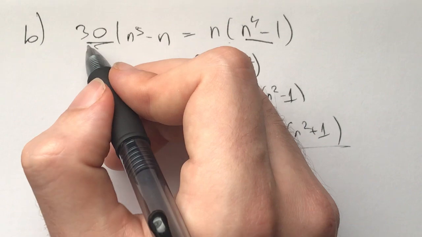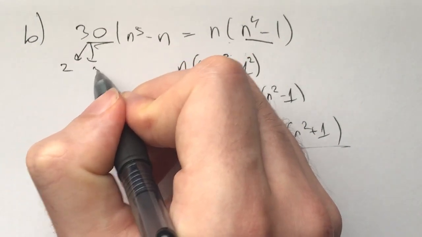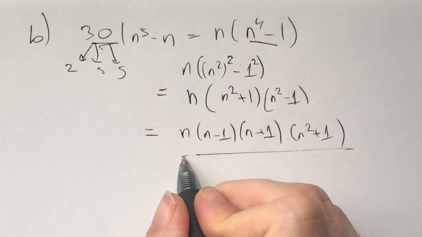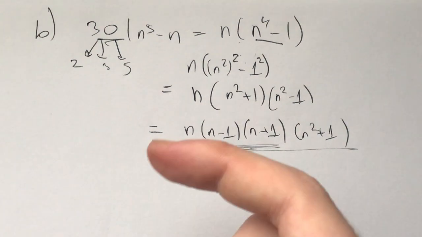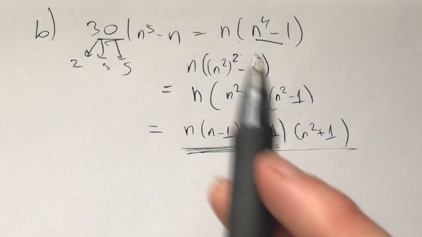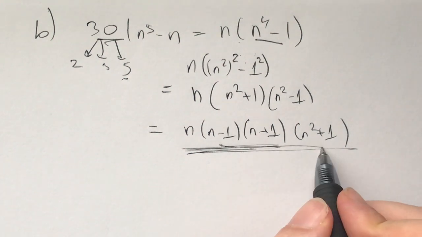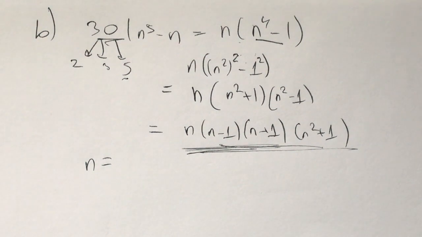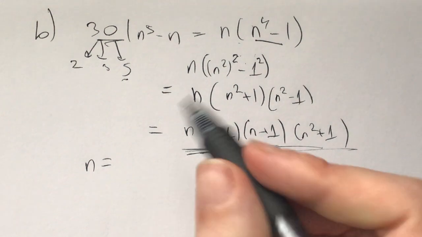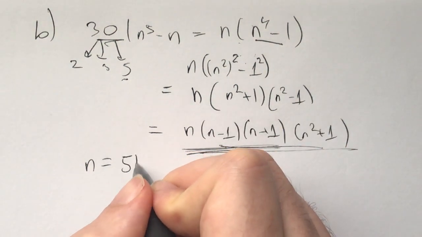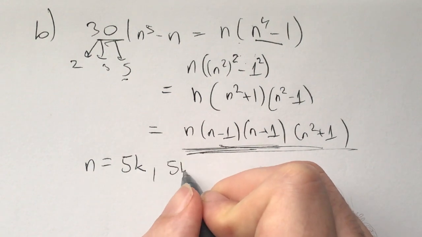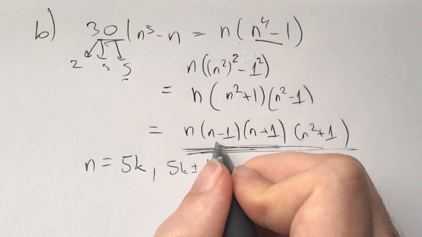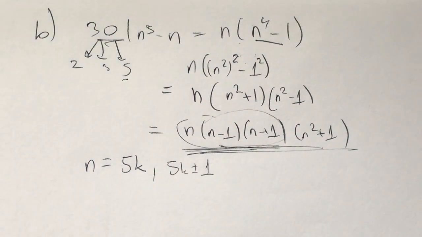Now again, what are the factors of 30? They're 2, 3, and 5. We have 2 and 3 just from this here, like the similar argument we did before. Now we need to show that 5 divides this number. We're looking at the possible remainders, all the possible cases. If n is of the form 5k, or 5k plus or minus 1, then 5 divides one of these 3 numbers.